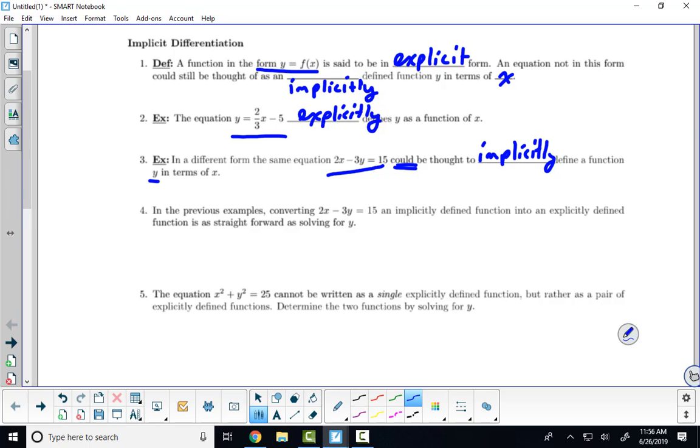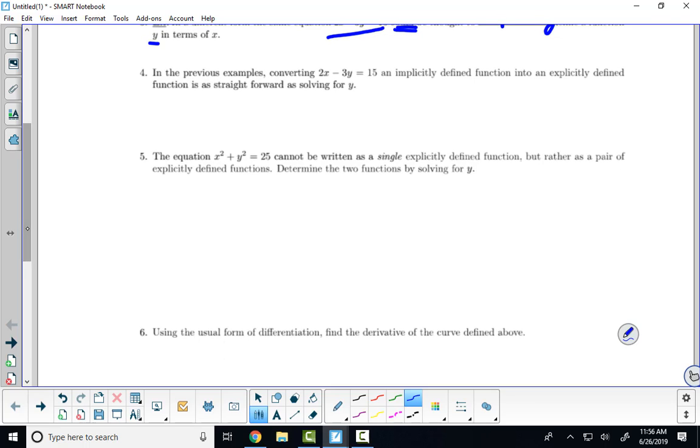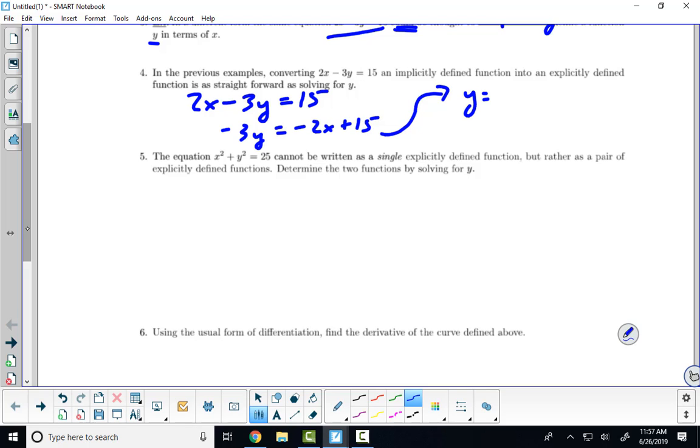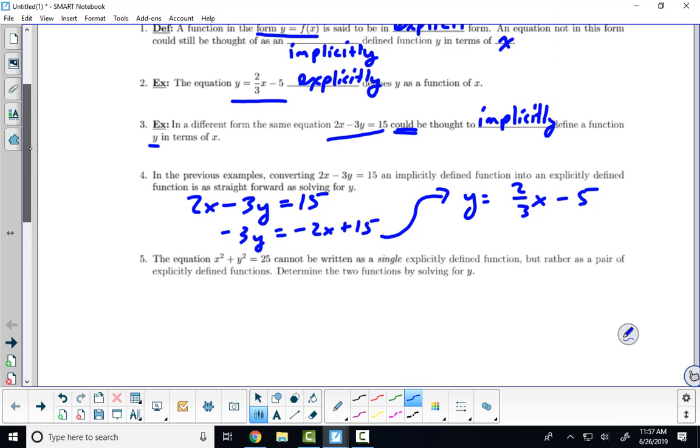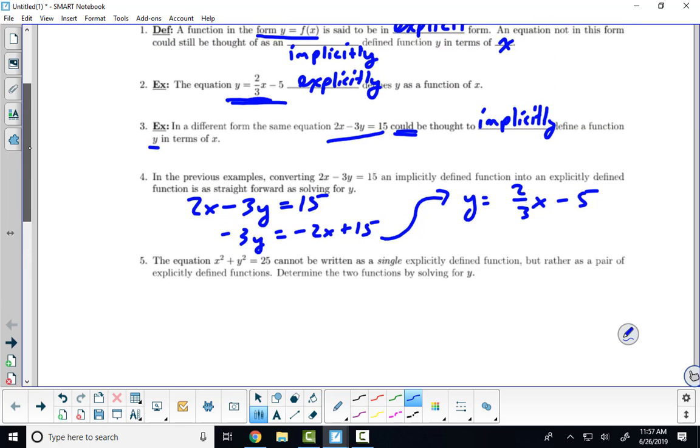Okay? So in the previous example, I'm saying that 2x minus 3y implicitly defines y as a function of x. How could we put this into explicit form? We could do so simply by solving this equation for y. So we get, minus 3y equals negative 2x plus 15, or that y is equal to 2/3 x minus 5. And now you see that we have the same explicitly defined function that we had before.